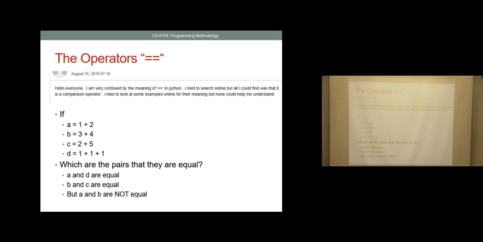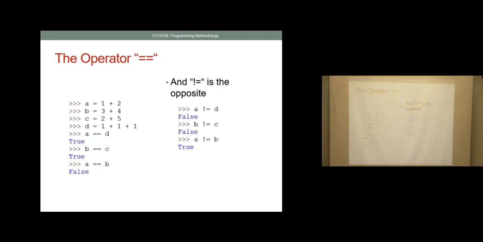But B and C also have the same value, right? But how about A and B? A and B don't have the same value, right? So this equal sign is actually used for comparing whether two values are the same. So in Python, what you can do is ask if A is equal to D here. I don't like this one. If you don't really have programming experience, you have a lot of mental blockage. What does that mean?